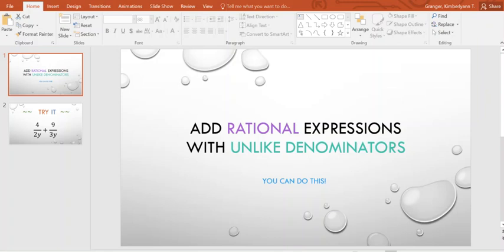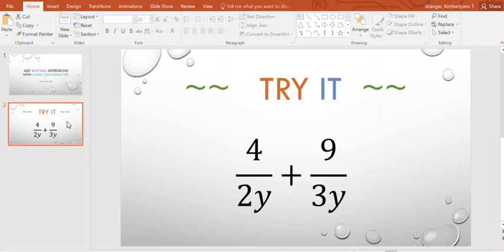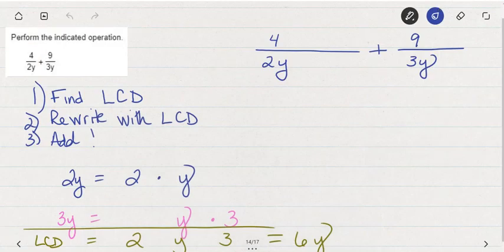Let's look at how you can add rational expressions that don't have a common denominator. So here's an example, 4 over 2y plus 9 over 3y. Now to start this problem, I'm going to go back to an elementary arithmetic problem.